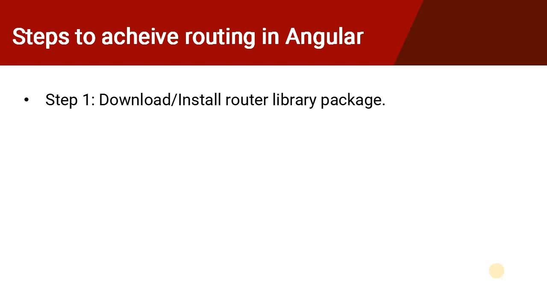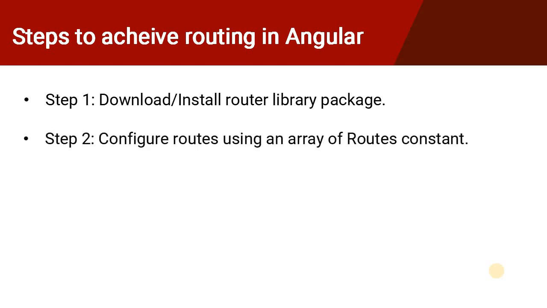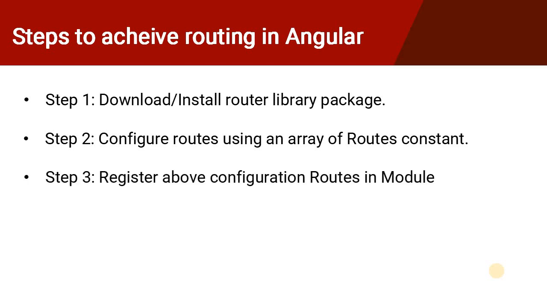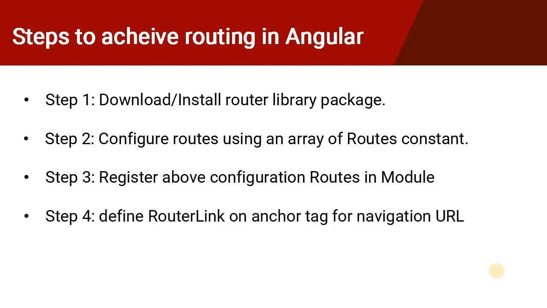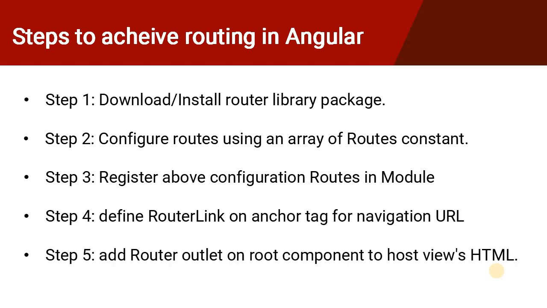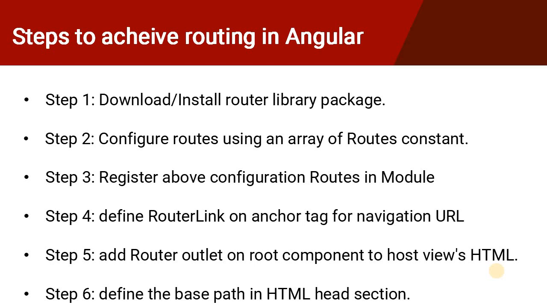So for that we have 6 basic steps, and step 1 is to download or install router library package in your Angular application. And second one is to configure routes using an array of routes constants. And third one is to register above configuration routes in module. Fourth is to define router link on an anchor tag for navigation URL. Second last is to add router outlet on root component to host views HTML. Last is to define the base path in HTML head section if not exists.